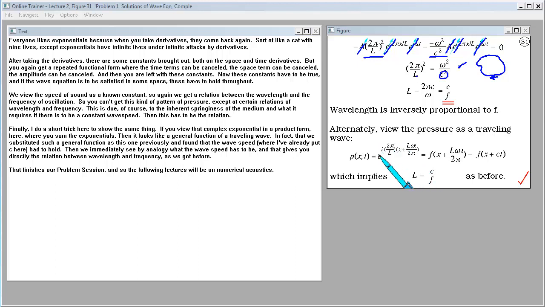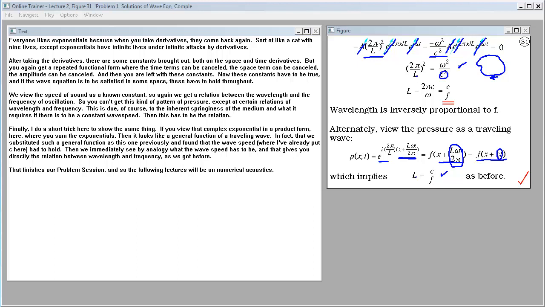Finally, I do a short trick here to show the same thing, that if you view that complex exponential in a product form here where you sum the exponentials, then it looks like a general function of a traveling wave. In fact, knowing that we substituted such a general function as this one previously and found that the wave speed, where I've already put c here, had to hold, then we immediately see by analogy what the wave speed has to be, and that gives you directly then the relation between wavelength and frequency as we got before.